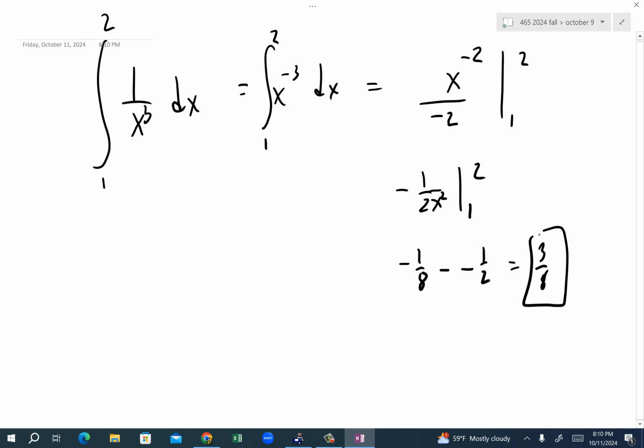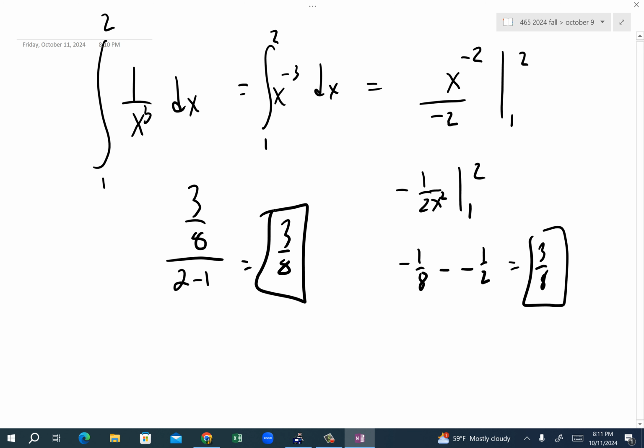Now notice that that right there is the area of the function. Now I'm going to divide by 2 minus 1, which is just 1. So 3 eighths is also the average value. It's only the same as the area because it's over a 1-unit span.